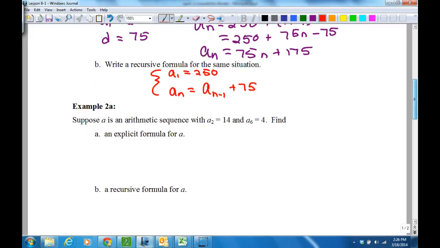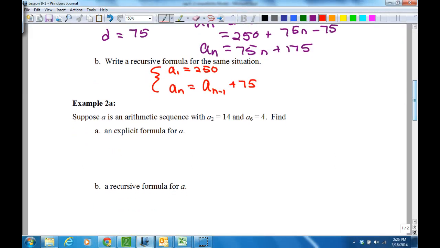All right, so example 2a is a little different because we do not have a sequence here. We've been given 2 points in the sequence. One's at step 2, one's at step 6. So on this one, we're going to actually have to write it out like this for the explicit formula. First of all, I need to remember that I'm going to use the formula a sub n equals a sub 1 plus n minus 1 times d. That's what I'm using on this. So, for my step 2, my a sub n is 14.